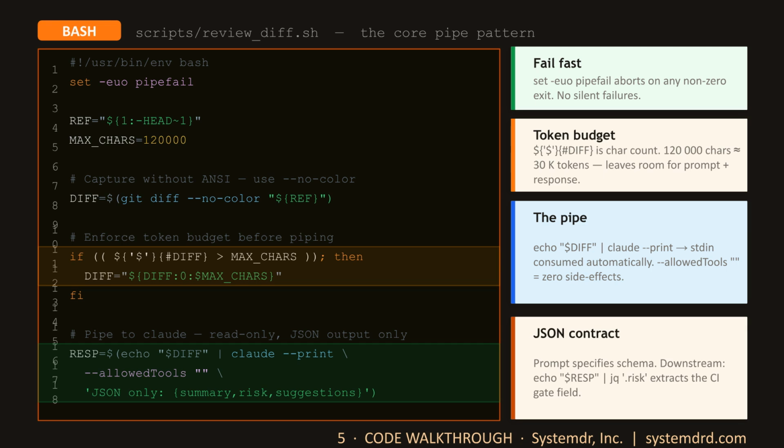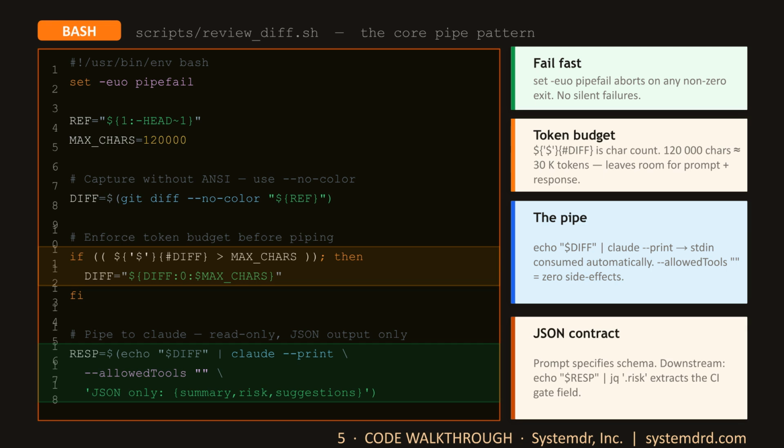The annotation cards on the right tell the story. Fail fast. set -euo pipefail is what makes non-zero exits visible. Token budget, 120K characters gives you roughly 30K tokens of headroom. The pipe, echo "$diff" is the simplest way to feed data to stdin. And the JSON contract, your prompt schema, is the API between Claude and your downstream tools.